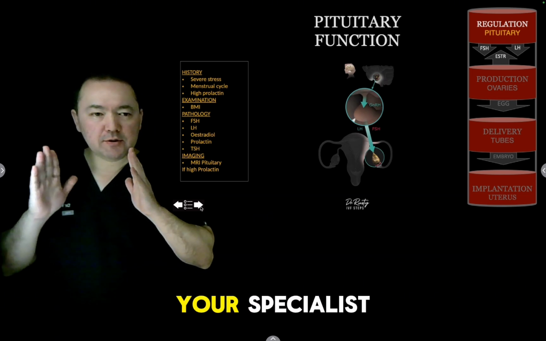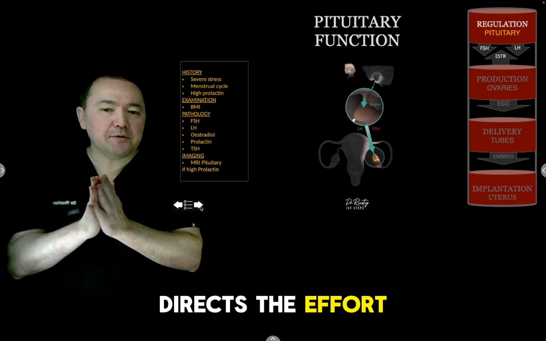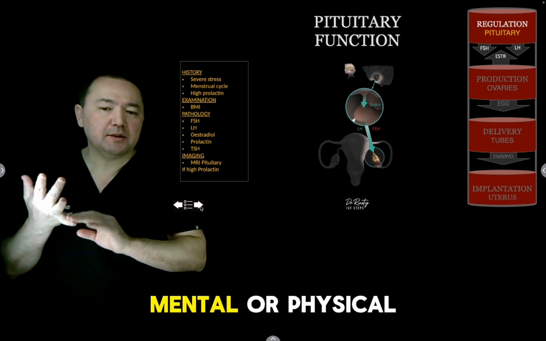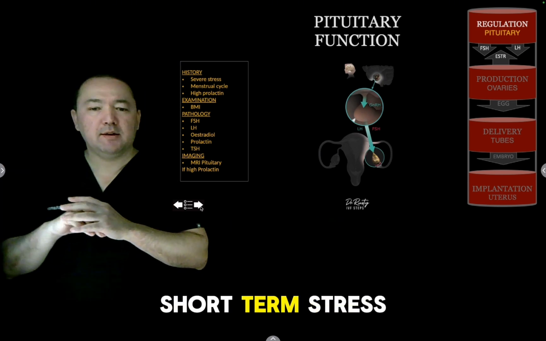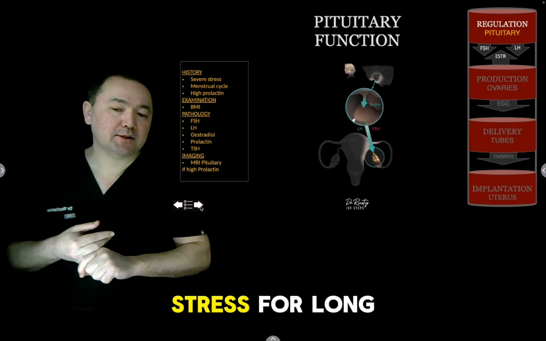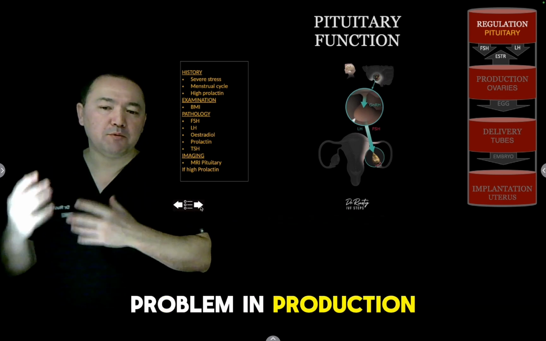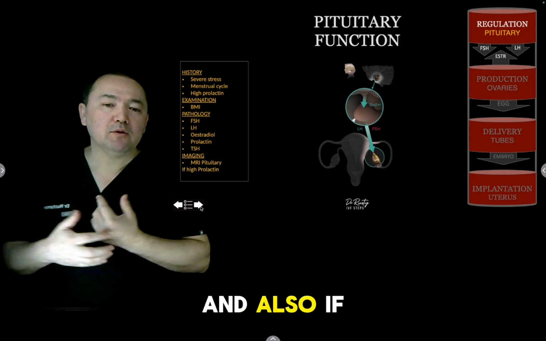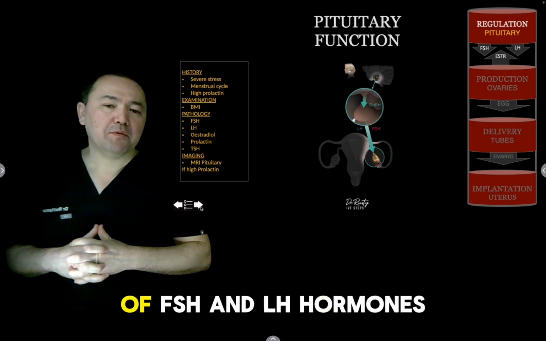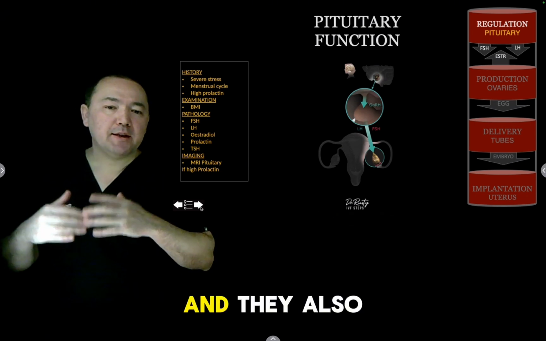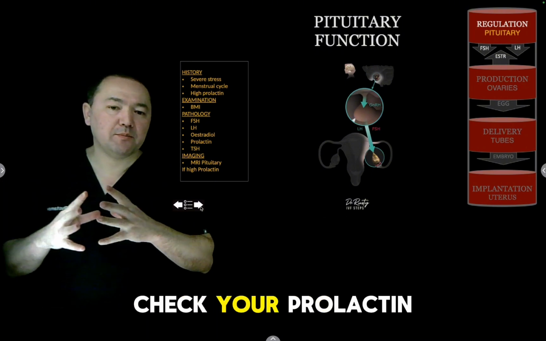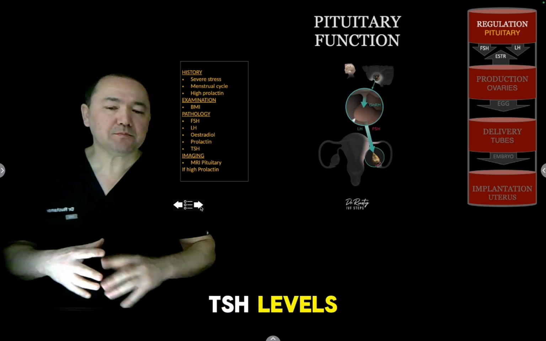This is why your specialist directs their effort to find out if you have any history of severe mental or physical stress. Short-term stress doesn't cause any problem to your fertility, but if you have severe mental or physical stress for a long term, it can cause a problem with production of your FSH and LH hormones. Also, being severely underweight or overweight can cause problems with production of FSH and LH hormones. They also directly check your FSH and LH hormones, which is the day 2, day 3 test, and they also check your prolactin levels, estradiol, and TSH levels.